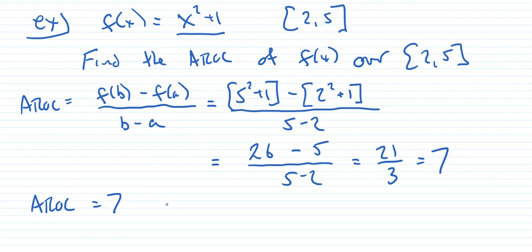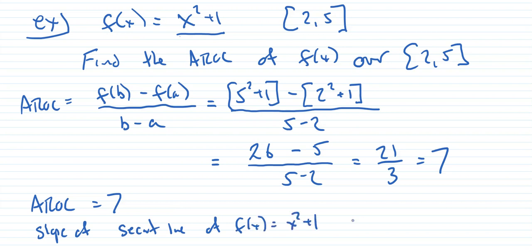We can also say that the slope of the secant line of f of x equals x squared plus 1 over the interval from 2 to 5 is 7. All right, so these two interpretations of this formula are very important and are going to be leading to another concept that we'll be learning in a future video.